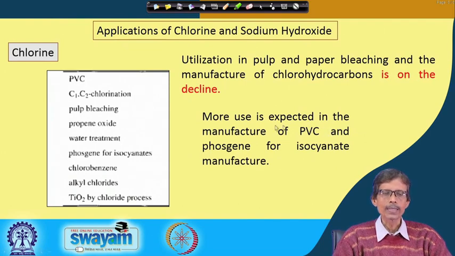So, more use is expected in the manufacture of PVC, and the other one, the phosgene for isocyanate manufacturing. Because we know the Bhopal gas disaster, what happened due to the formation or the storage of methyl isocyanate. For the agriculture industry, for making insecticides and pesticides, this is a very good starting material. If you are not making MIC, the methyl isocyanate, but some other isocyanates, it goes through the phosgene, which is COCl2.